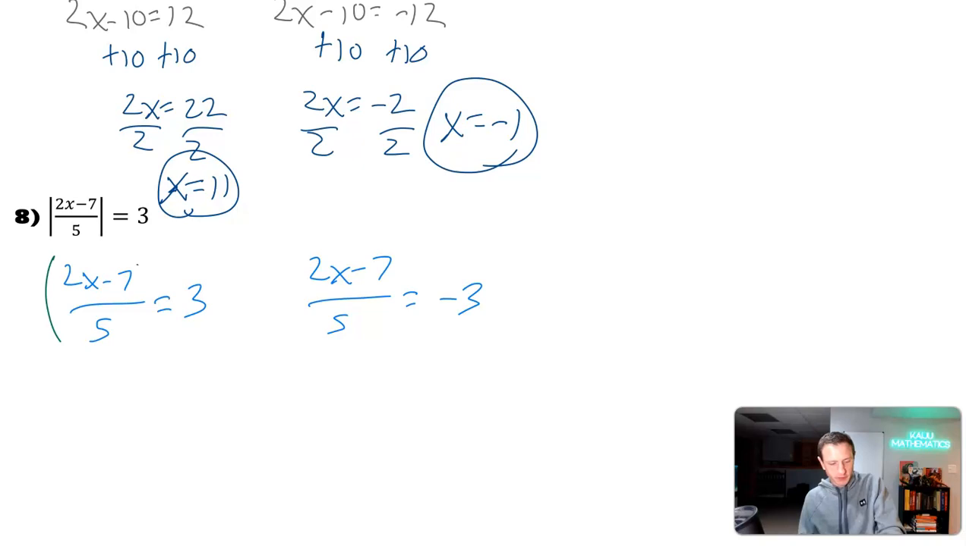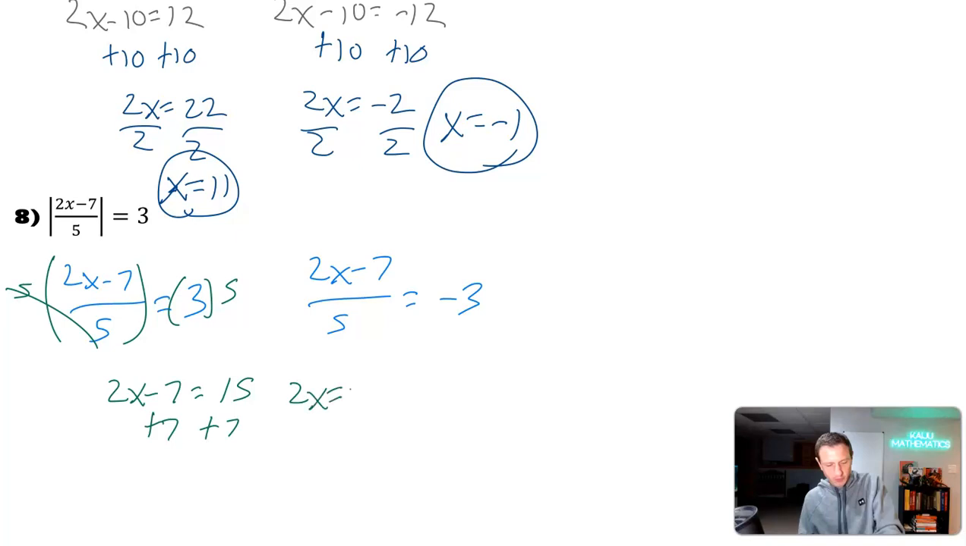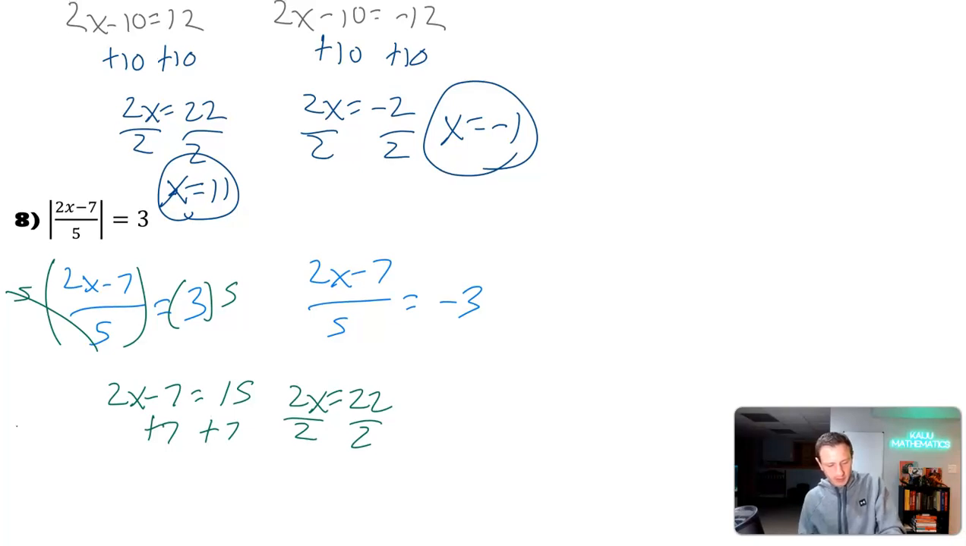And then the solving. Multiply by 5. The 5's cancel. 2x minus 7 equals 15. Plus 7, plus 7. 2x equals 22. Divide by 2. Kind of running out of room here. x equals 11. 22 divided by 2 is 11. So x equals 11 is one solution.